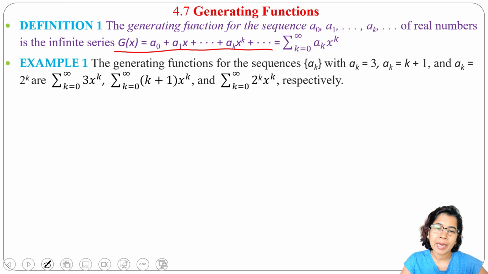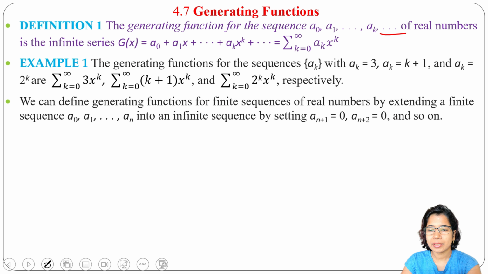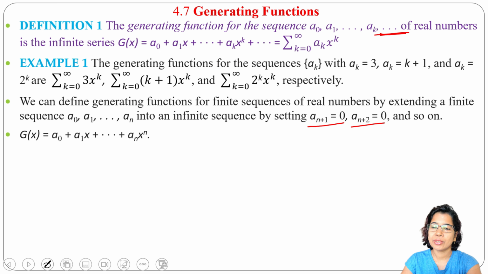We can also write a generating function for a finite sequence. After ak, whatever follows we can set equal to 0, right? So a0, a1 till an, that is a finite sequence. We can consider a(n+1) equals 0, a(n+2) equals 0, meaning after this all are 0. So G(x) equals a0 plus a1x plus a2x^2 plus a3x^3 till an x^n. This is a finite sequence, whereas the earlier one is infinite. So we can use generating functions for both finite and infinite sequences.